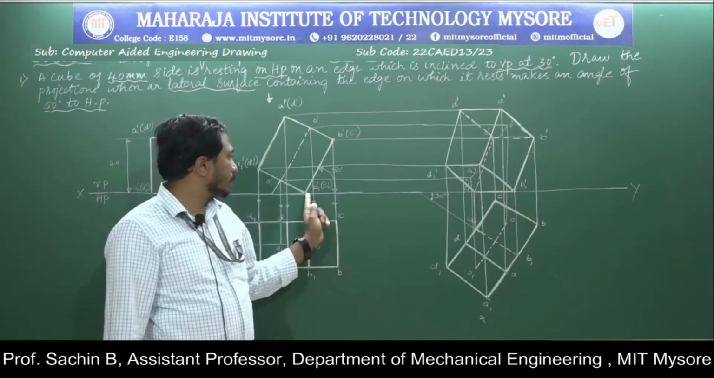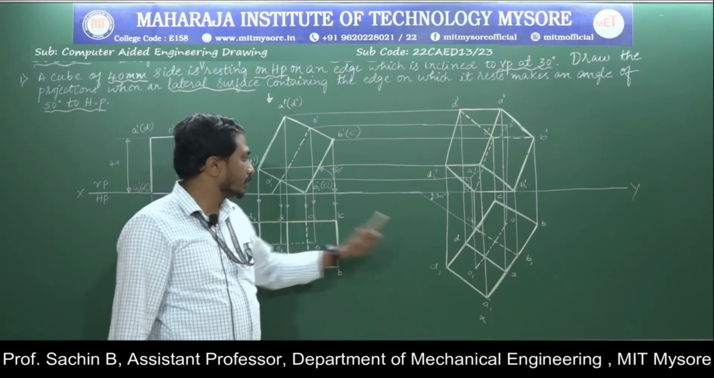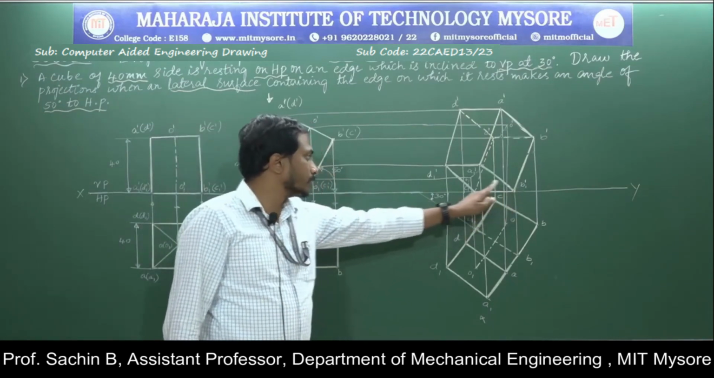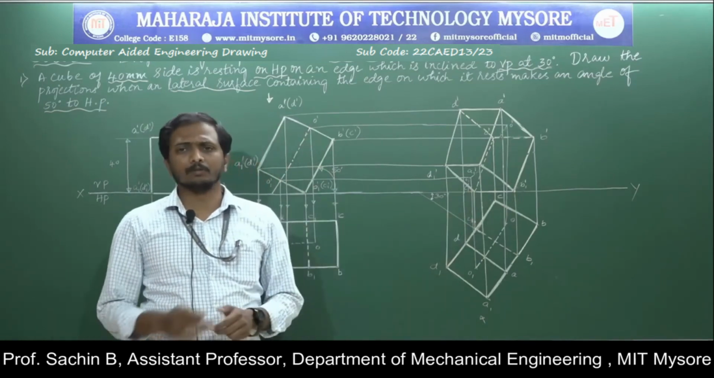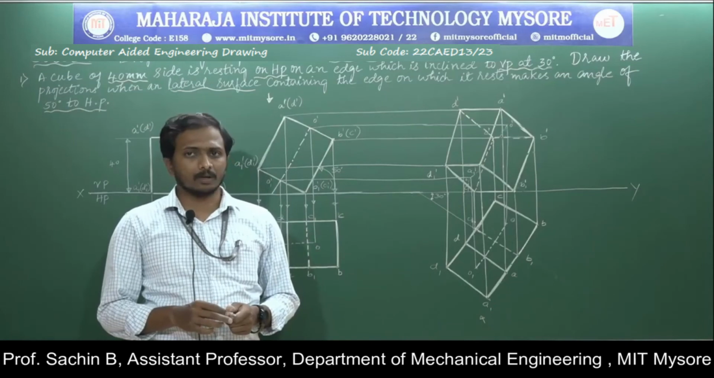Now you can clearly observe that B1 dash to C1 dash is the resting edge. Here also we can observe B1 dash to C1 dash. Okay, this is regarding the cube problem when it comes to the special case problem.